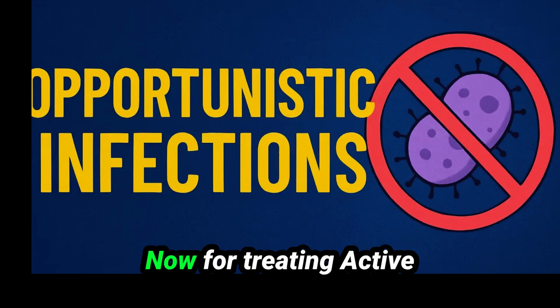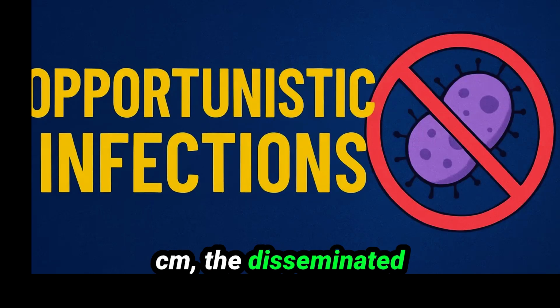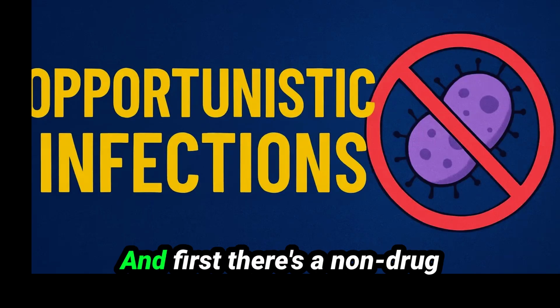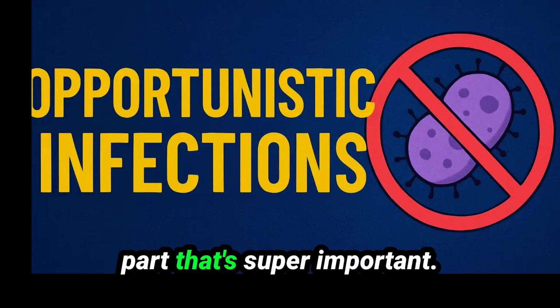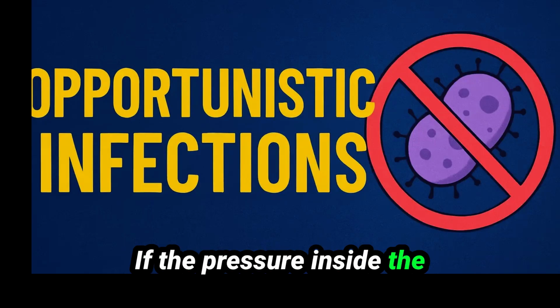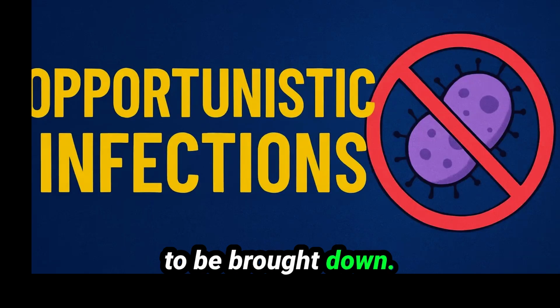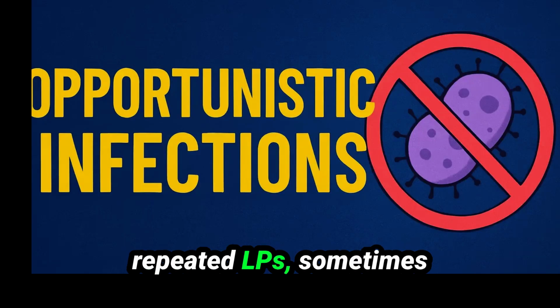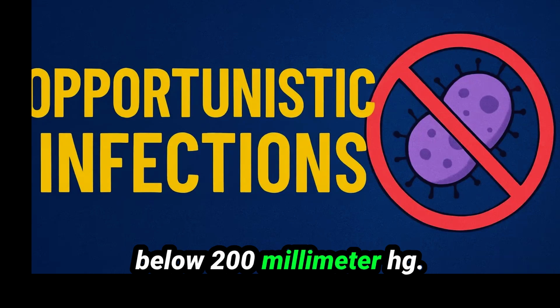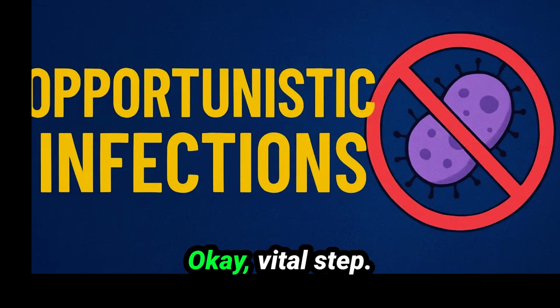You got it. If the CD4 count falls below 100 later, maintenance therapy needs to come back. Okay. Now, for treating active CM, the disseminated or meningeal kind, you said it's complex, 3 phases. That's right. First, there's a non-drug part that's super important, managing intracranial pressure. If the pressure inside the head is high, it needs to be brought down. This often means doing repeated LPs, sometimes daily, to drain fluid and keep the opening pressure below 200 millimeters of water. It's critical for outcomes. Okay, vital step.